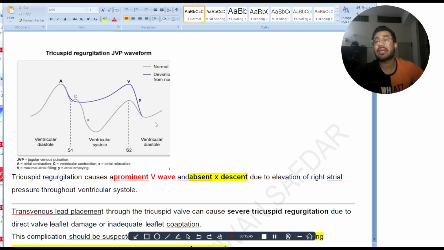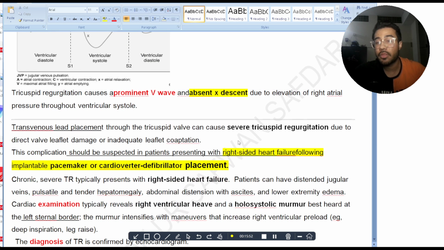The reason is tricuspid regurg following the placement of a cardiac pacemaker. Why does this happen? Because in order for the placement of the pacemaker, you use a transvenous lead, where the lead goes through the tricuspid valve in order to place the pacemaker or the defibrillator, and during that placement you might damage the tricuspid valve, leading to the tricuspid regurg. So they say this complication should be suspected in patients presenting with right sided heart failure following implantable pacemaker.